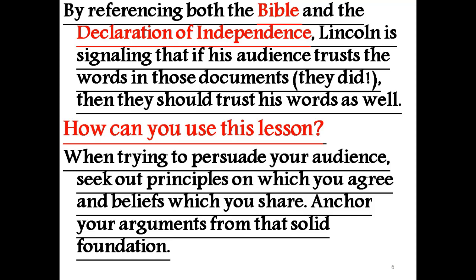So how can you use this lesson? When trying to persuade your audience, seek out principles on which you agree and beliefs which you share. Anchor your argument from that solid foundation. You should know your audience and their beliefs and their foundation, the mutual sharing of your belief with their belief. So that will provide a common ground, and so you would be in a position to persuade them and convince them.